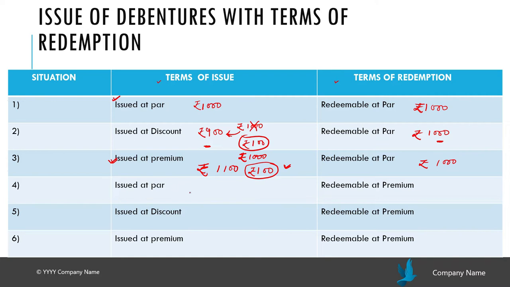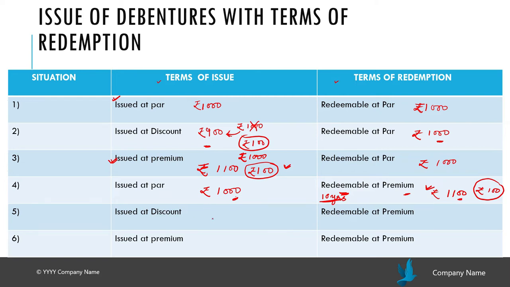The fourth situation could be issued at par but redeemed at premium. That means the cost price of the debenture is 1000 and it is issued at 1000 only, but it's going to be redeemed at a certain premium. That is, suppose rupees 100. Rupees 100 is the premium here. So that means the company is going to redeem its debenture, pay back to its debenture holder after the completion of suppose 10 years, rupees 1100. So here what we are noticing, the company issued at par but redeemed at premium.